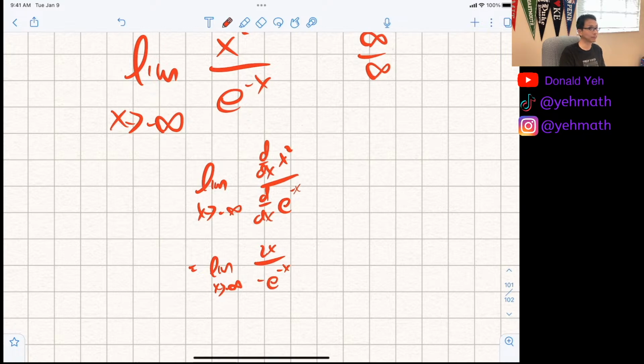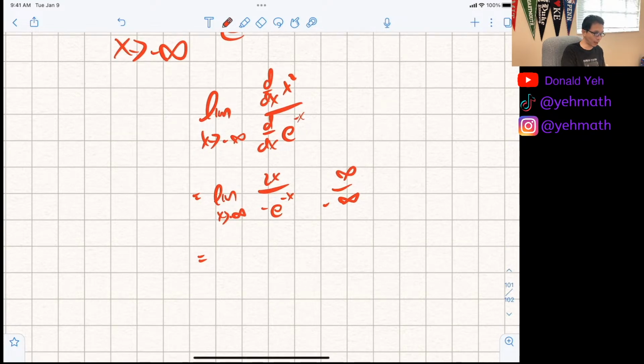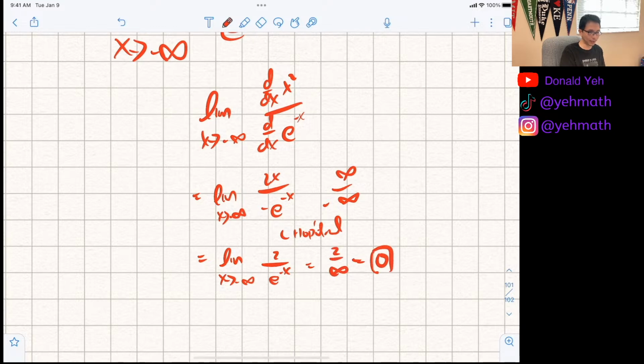Did you guys do that? Then you reach infinity again. You're going to get infinity over infinity, obviously. Actually, hold on a second. It's infinity over negative infinity, but that's still the same thing. Then you're going to say L'Hopital's rule again. If you don't want to write down d/dx, use L'Hopital's rule again. So it'll be 2 over e to the negative x. Now, if we reach infinity, in this case, it'll be 2 over infinity. That's equal to 0. So the answer is 0.